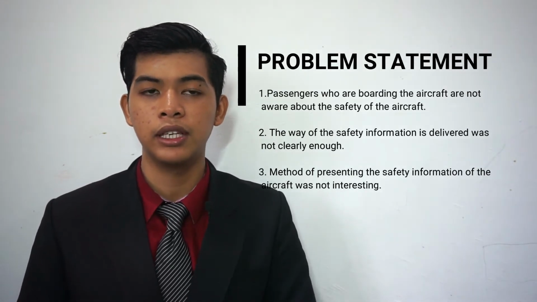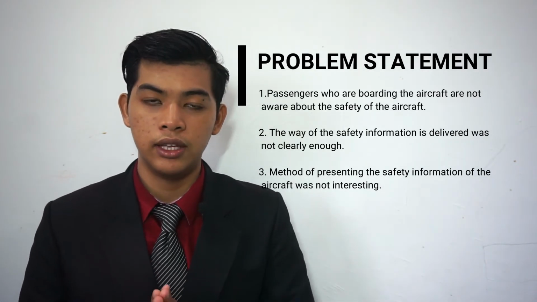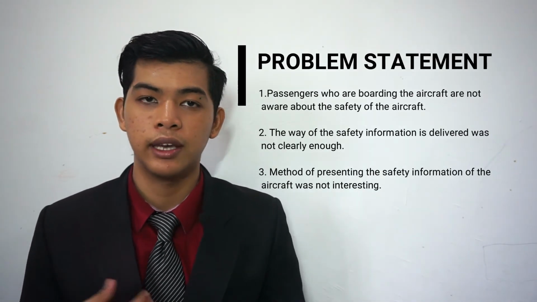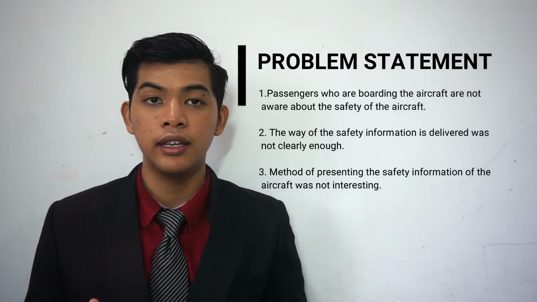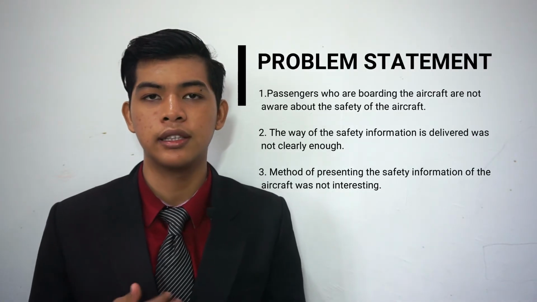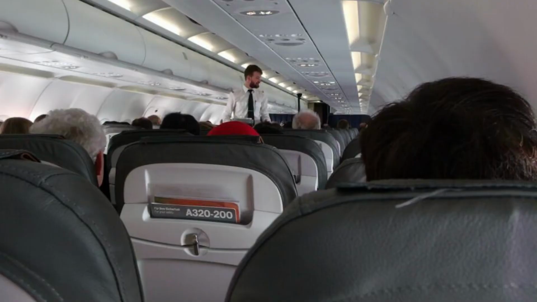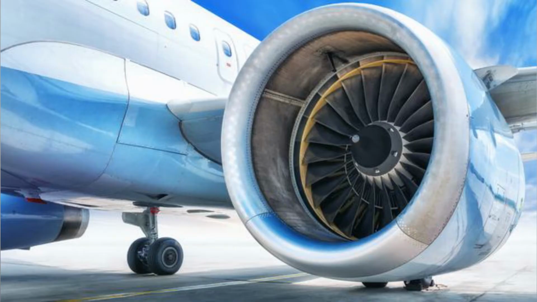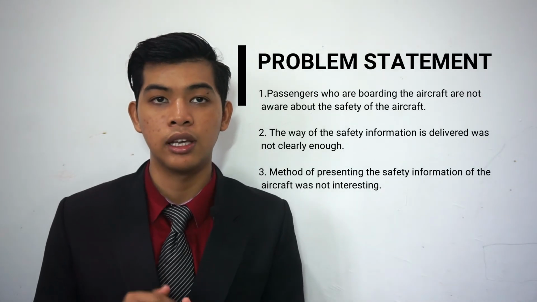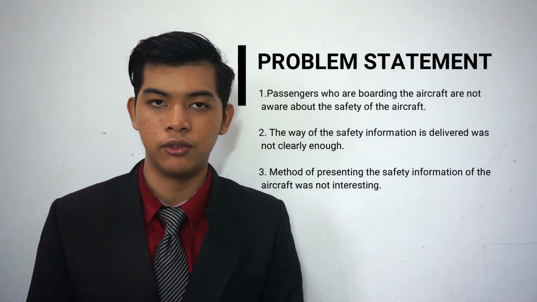The next problem statement is that the way the safety information is delivered is not clear enough. For example, this happens when the cabin crew demonstrate the safety information. They are standing in the aisle of the aircraft. This position is okay for the passenger sitting next to the aisle, but it is harder for the passenger sitting next to the window, as their view is blocked by the chair in front of them. Besides, the sound of the engine may also interrupt the passenger's attention. In addition, the Civil Aviation Safety Authority of Australia informed that well-delivered information to the passengers will help them to survive during emergency evacuations.